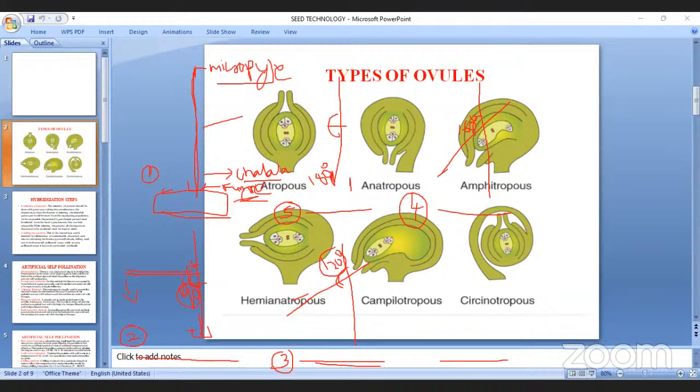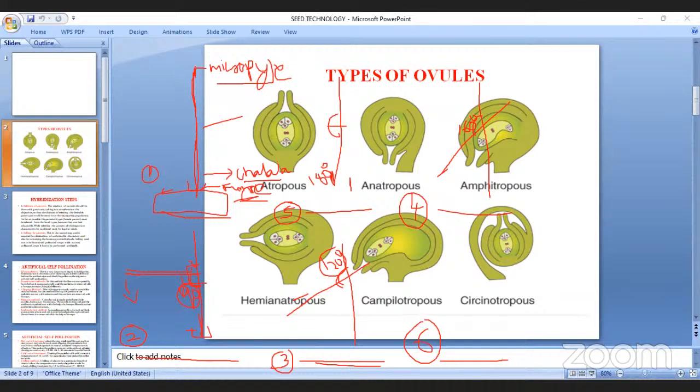And later, during the evolutionary process, what happened? The micropyle and funicle become almost closely arranged side by side. Now the body turns 180 degrees. Now this is the advanced one, anatropous. And the last one here, the circinotropous ovule, the simple circinotropous ovule.